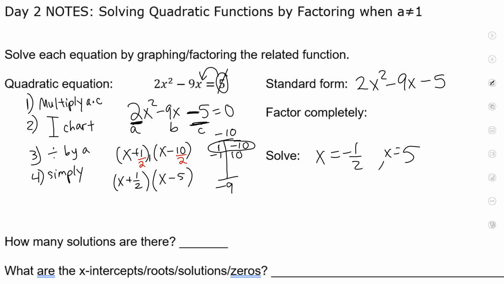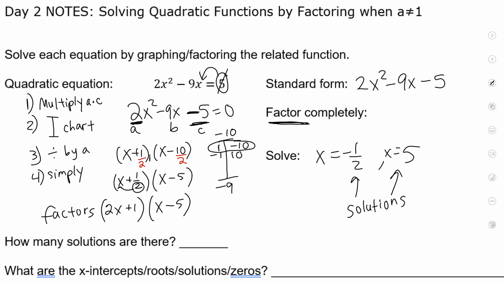Now let's talk about the factors. I do not want to leave this in fraction form. So what I'm going to do is put the denominator in the front. Everyone circle that denominator and draw an arrow to the front. So my factor will be 2x plus 1. I put the denominator in the front. And then my second factor will just remain the same. So guys, these are my factors. And these are my solutions.